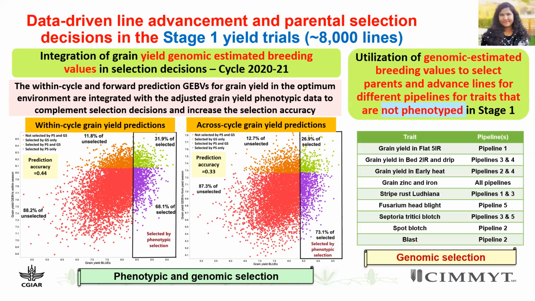And we also phenotype traits like grain yield in flat fiber irrigation, and we also do genomic selection on traits like grain yield in flat fiber irrigation, grain yield in bed to irrigation and drip, early heat, grain zinc and iron, stripe rust in Ludhiana, Fusarium head blight, septoria, spot blotch and blast. All these different traits are important for specific breeding pipelines. All these traits are not phenotyped in the stage 1 yield trial stage, so we exclusively use genomic selection and the GBVs to make selections for all these different traits.